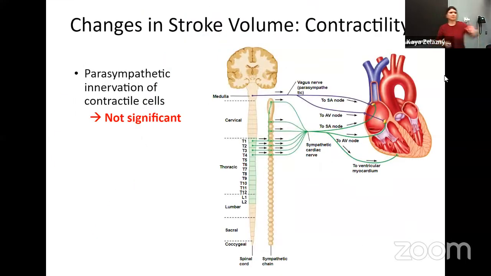So there's no significant innervation of these contractile cells from the parasympathetic. So this is just a reminder. And we're looking again just at this whole autonomic system.